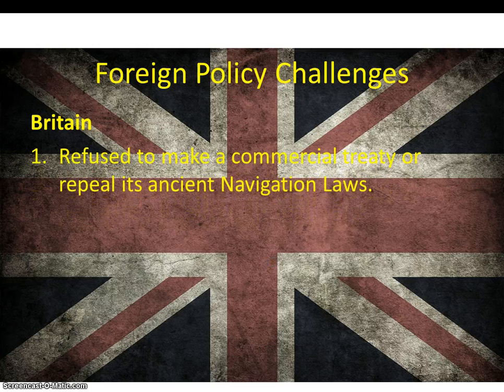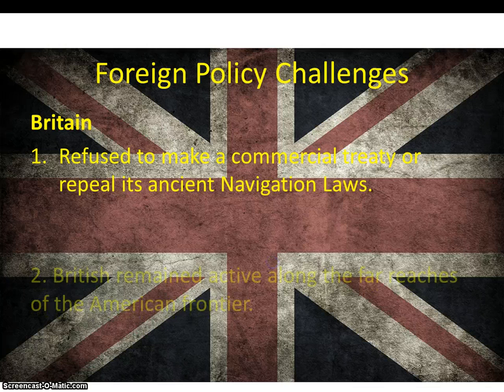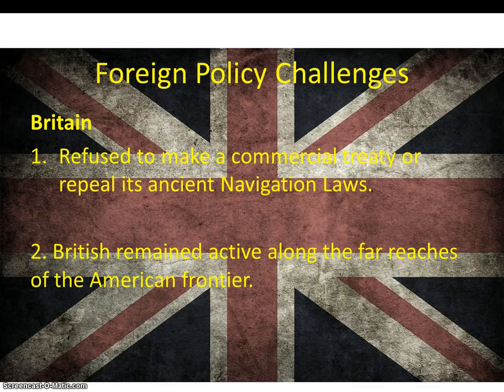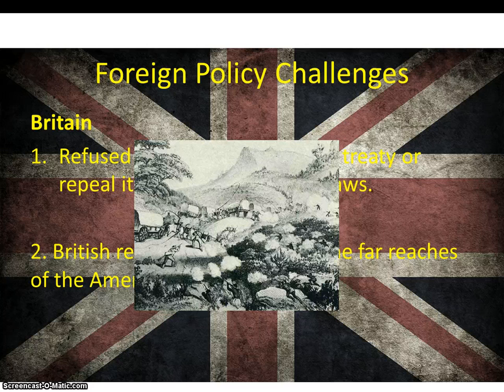With Britain, they refused to make commercial treaties or repeal their ancient navigation acts, so they were still treating us like unruly children. They remained active on American shores long after they were supposed to leave, and they actually became kind of rebellious in parts of the frontier.